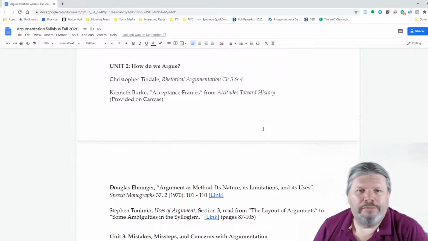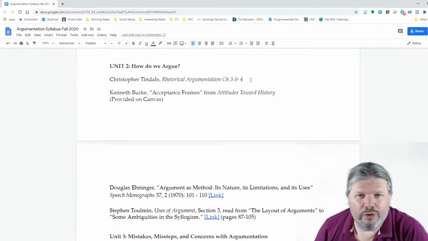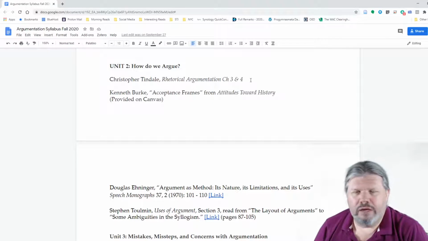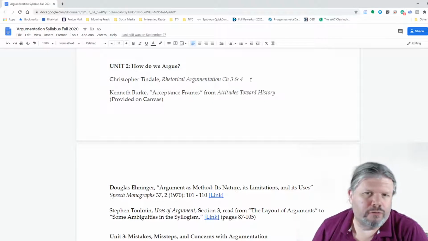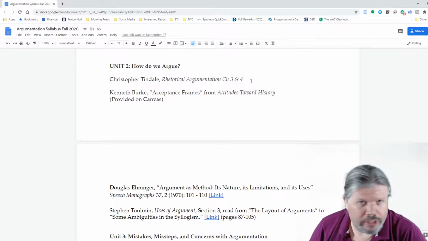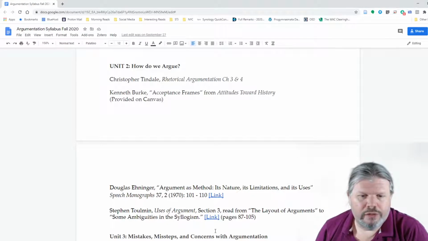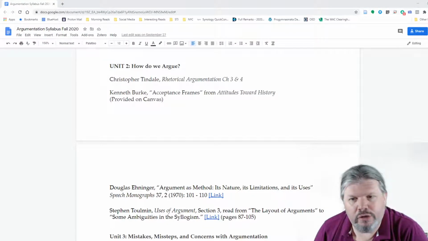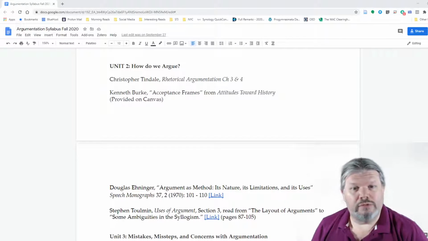How does this happen? Well, Tyndale talks about that in chapters 3 and 4 through devices and through sophistic speech, where he's trying to remediate the sophists, Plato and Socrates' arch enemies. He's trying to say that there's some value in some of the things that they are doing.